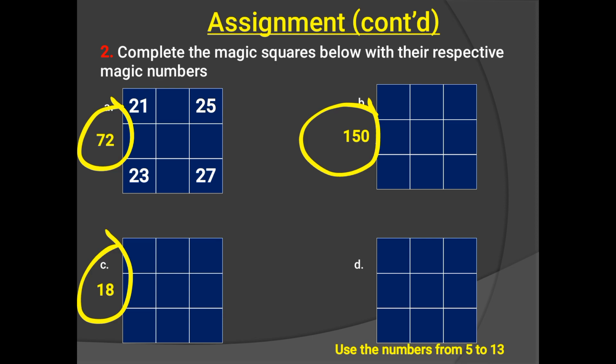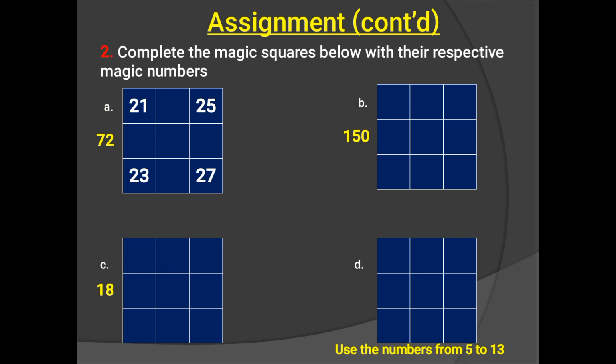Okay, and then the last one, if you check the last one, which is the D, I didn't give anything. I didn't give a magic number, but I said we're using the numbers 5 to 13. So I said from 5 to 13. What does it mean? So how are you going to get the magic number? Don't worry. Sometimes that's how they'll put it. They'll give you from this number to that number, and then they will not give you the magic number, and they will not give you a complete side for you to add.